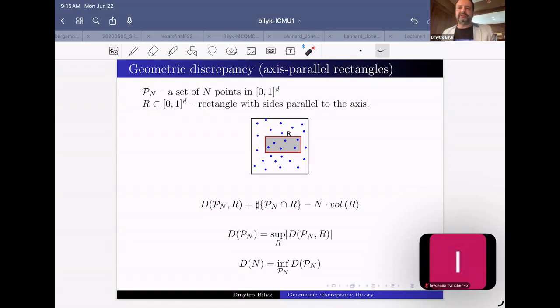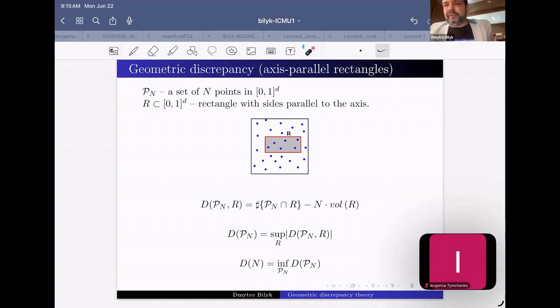So you're finding the worst possible error. And then you're taking the infimum over all sets of n points. That means you are looking for the best distributed set of n points. So the setting is clear, I hope.